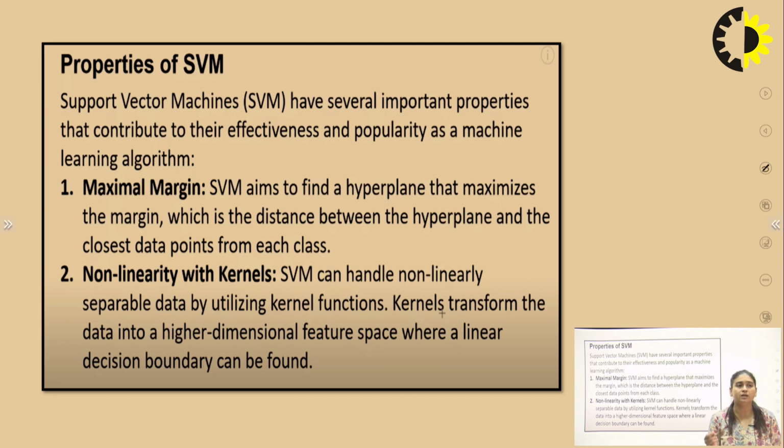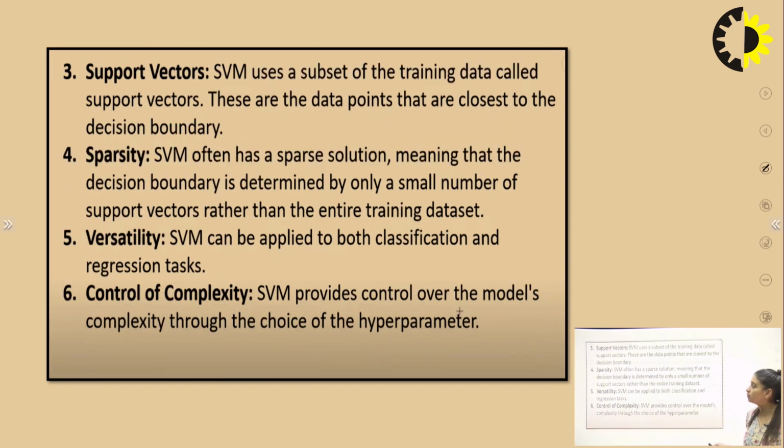What is non-linearity with kernels? SVM can handle non-linearly separable data by utilizing different kernel functions. You have the polynomial one, then Gaussian, which are the non-linear kernel functions. It transforms the data into a higher dimensional feature space where a linear decision boundary can be found. So this is again a property.